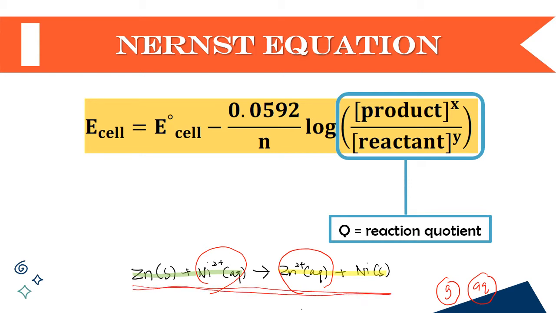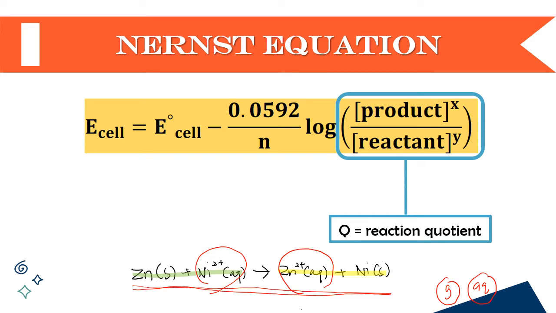How are you going to balance a redox equation? Simply by checking the half equations, the anode and the cathode, the reactions for oxidation and reduction, and then balancing the number of electrons to get a balanced redox equation.